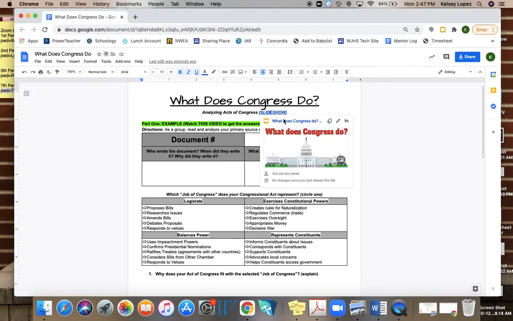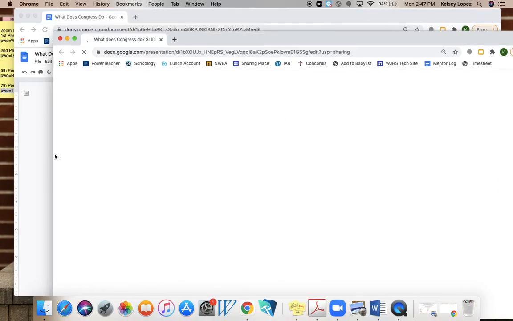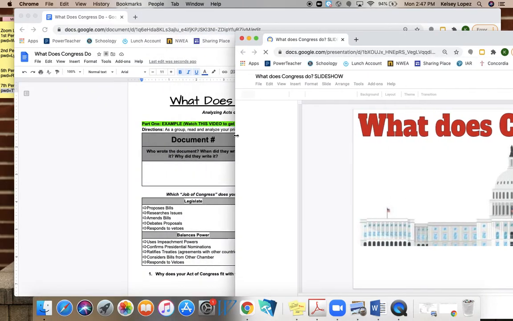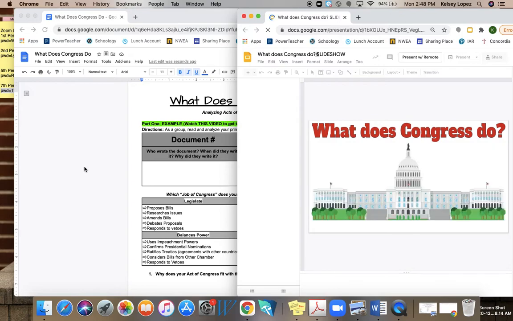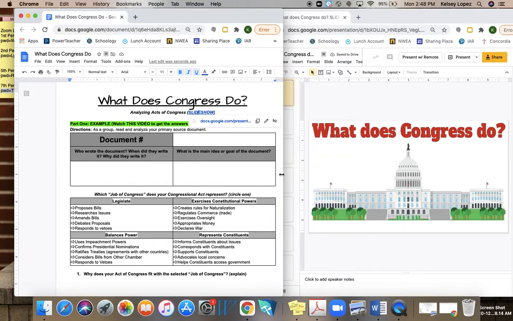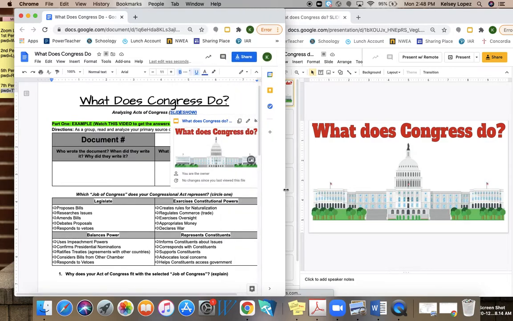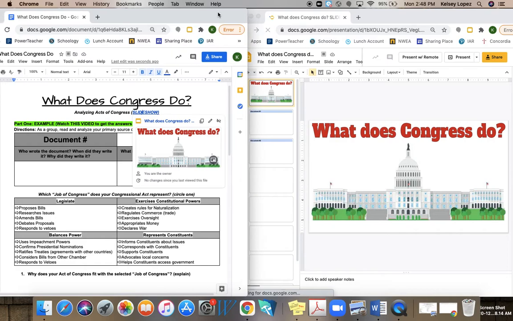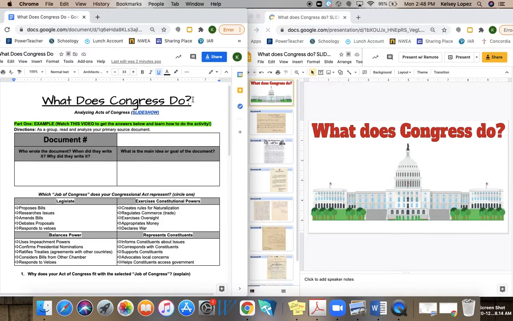So you're going to use this slideshow here, What Does Congress Do? And I'm going to open it in a separate tab and put it side by side so that I can see the documents, but I also can see my work, which you guys can do obviously on your iPads as well, or your computers, whatever you're on. These are some documents from the National Archives that were compiled for this type of activity. And you're going to look at the documents. You can even zoom in on the documents to try and identify what Congress does.